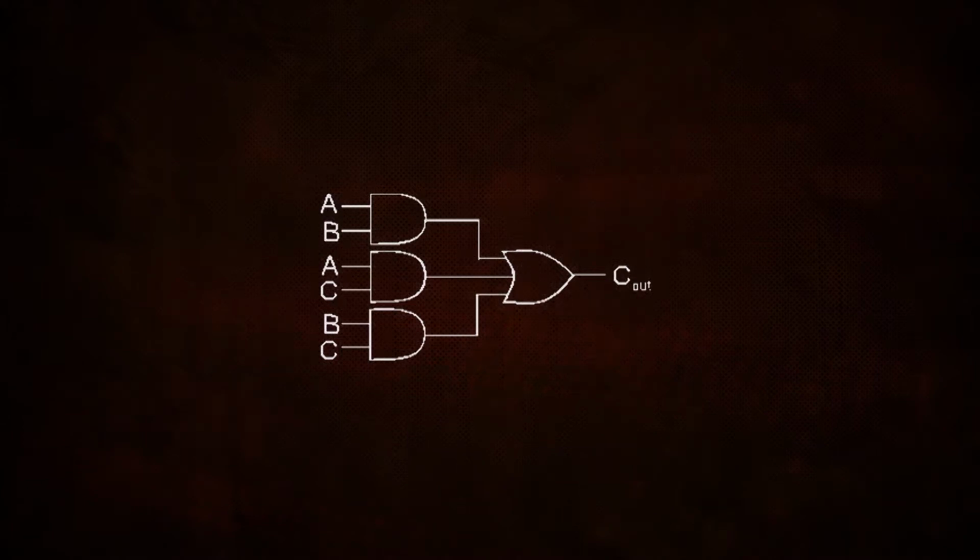Now, the logic diagram of carry, which is equal to AB plus AC plus BC. Draw 3 AND gates with the inputs AB, AC and BC respectively. Then OR the product terms using an OR gate. We get the result AB plus AC plus BC. So, we learned the AND OR implementation of a full adder circuit completely.